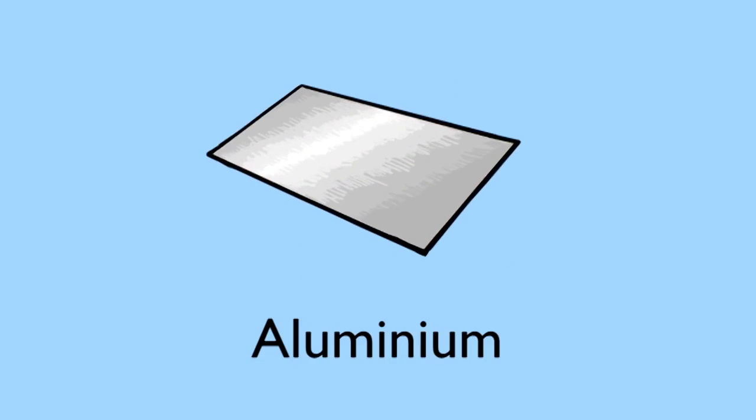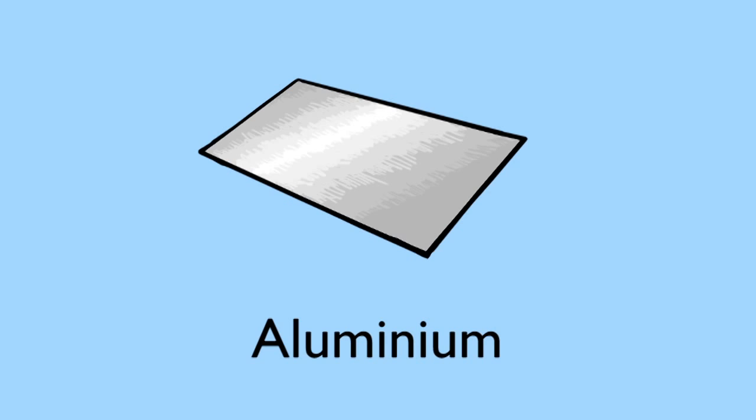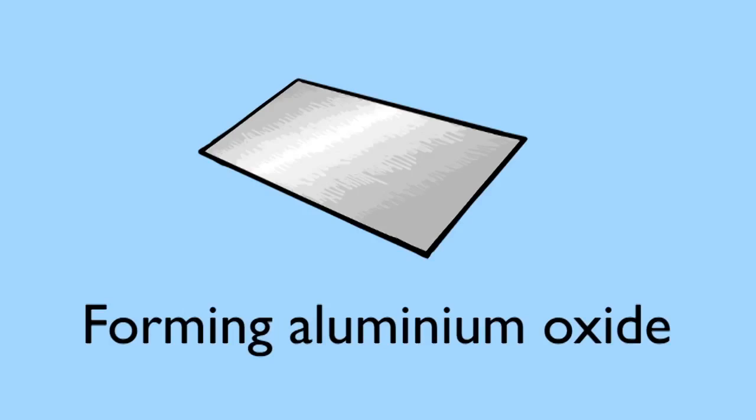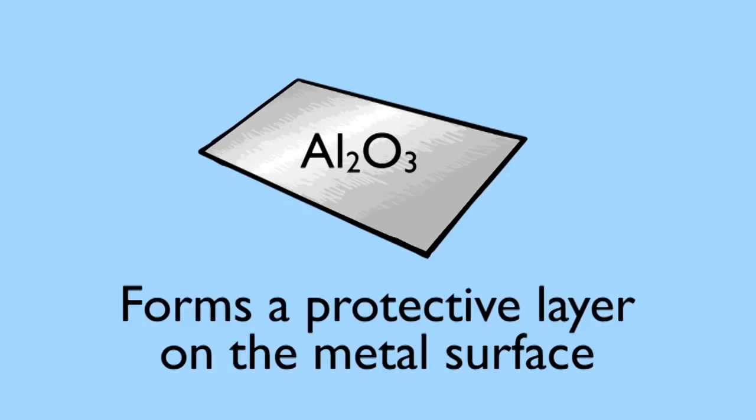Aluminium is an interesting example. The pure metal initially does react with water, but it does so by forming aluminium oxide, Al2O3, and this, much like some group 2 hydroxides, forms a protective layer on the metal's surface, stopping further reactions occurring.